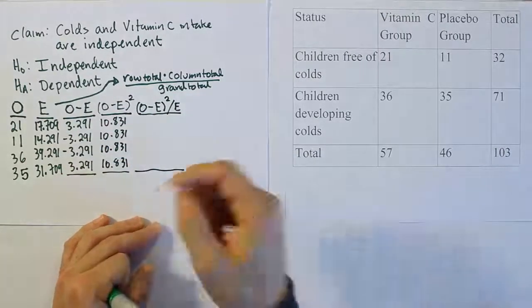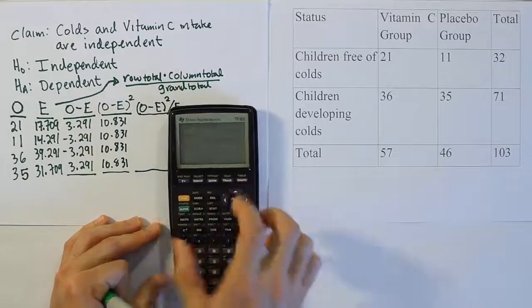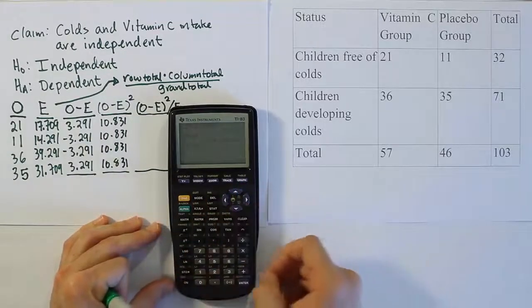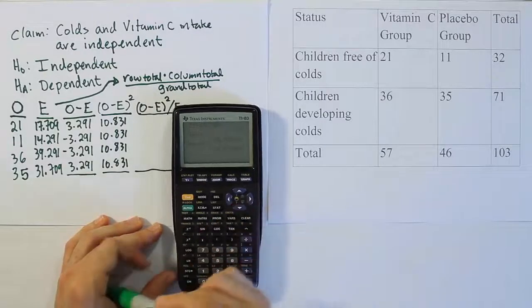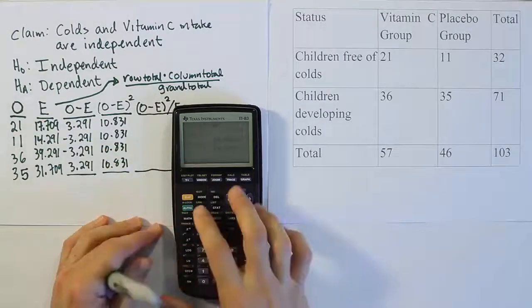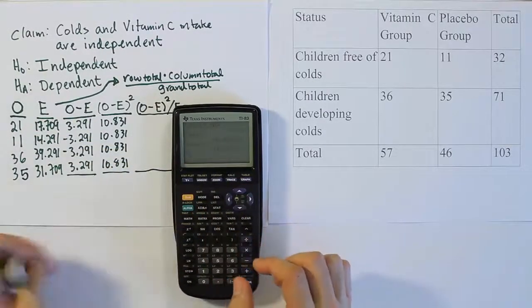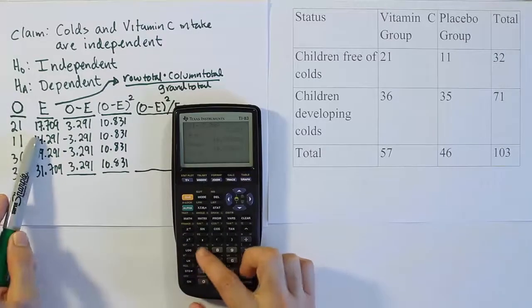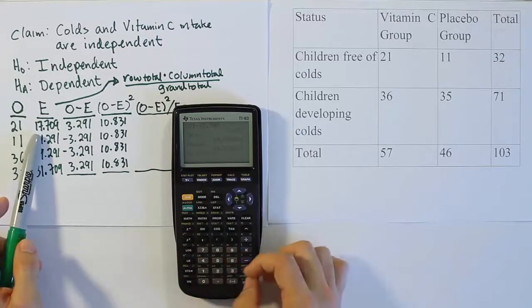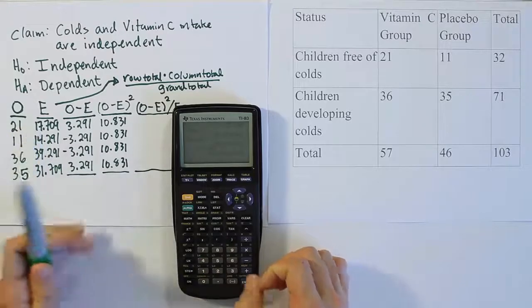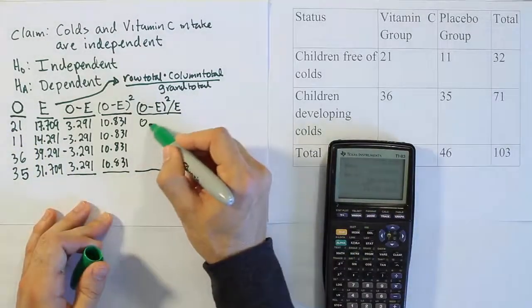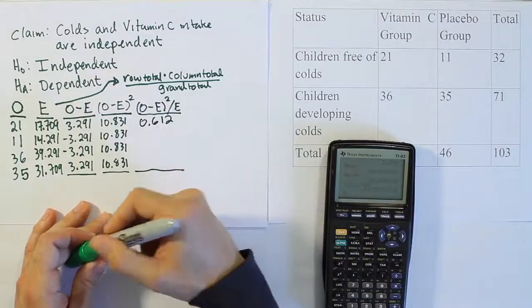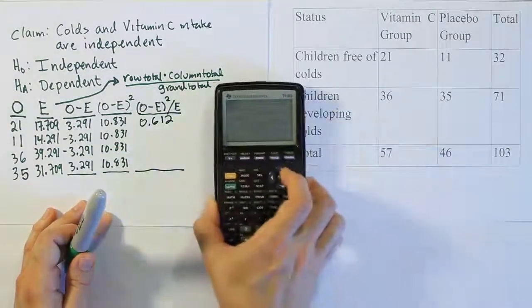So what I want to do is take that 10.831, I want to store it in my calculator as variable x. Then every time I want to do 10.831 divided by something, I'll do x divided by that something. So it'll be 17.709 in the first one. I get 0.612 if I go to 3 decimal places.